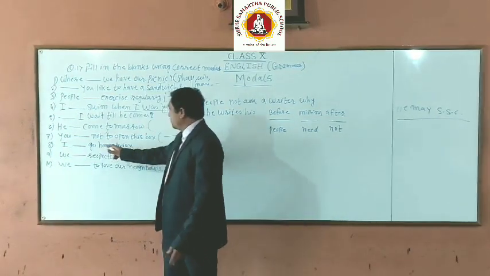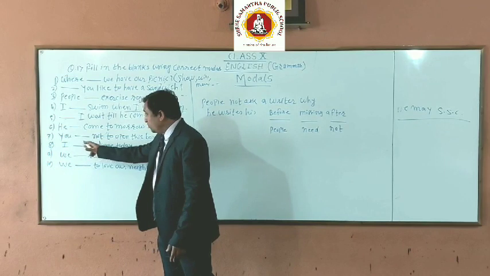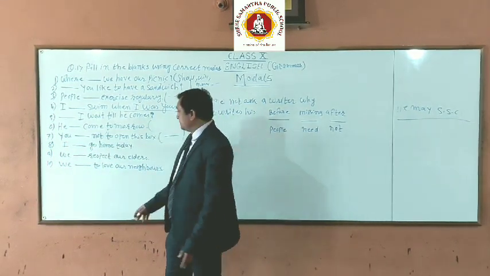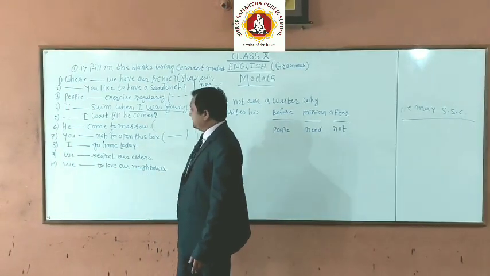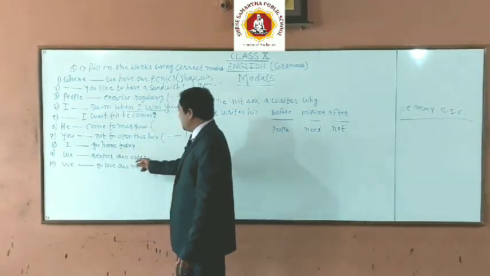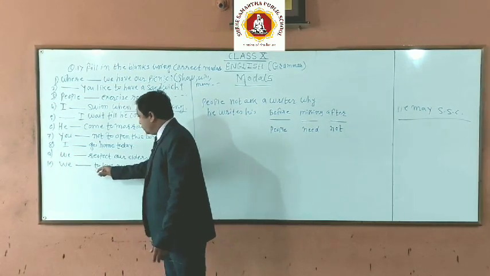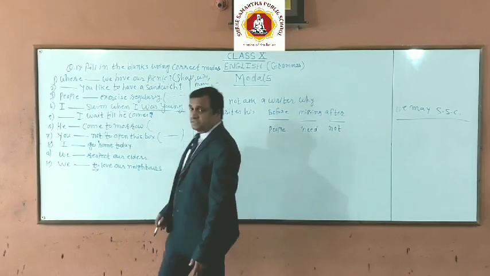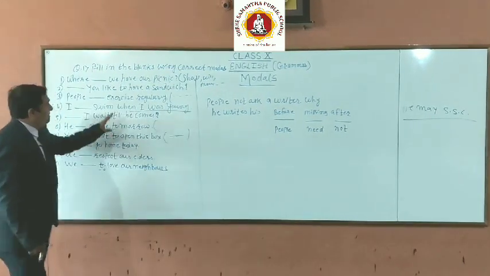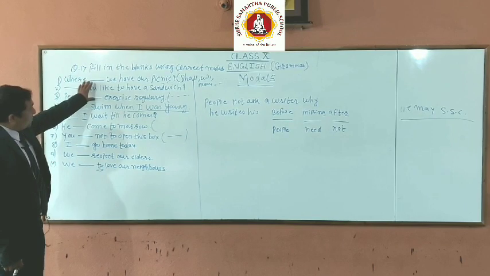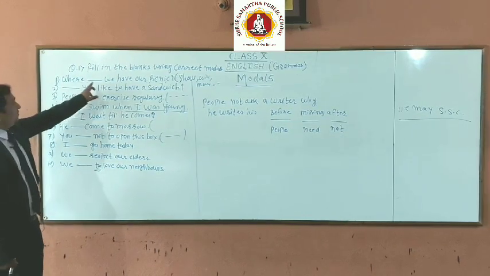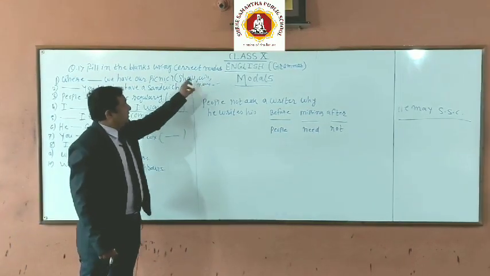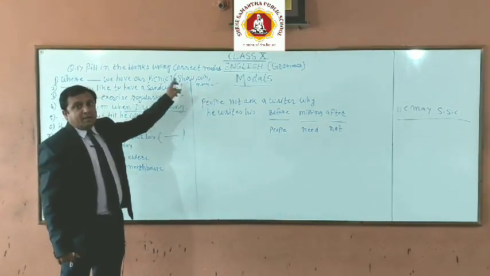I go home today, so I have to, had to, or must: I must go home today. We respect our elders, so here we should respect our elders. Here to is there, so we ought to love our neighbors. Options will be given for you, 1, 2, 3, 4, or in the bracket the functions of the modals will be given and you have to write down the answer.